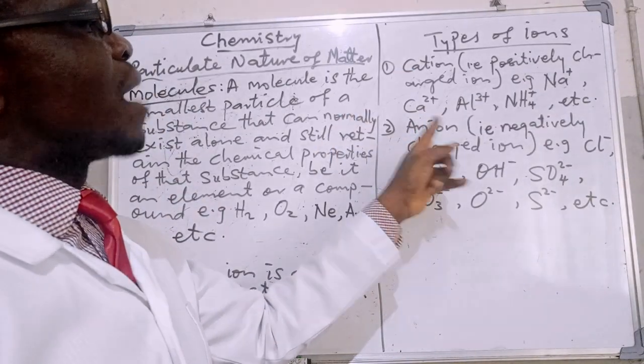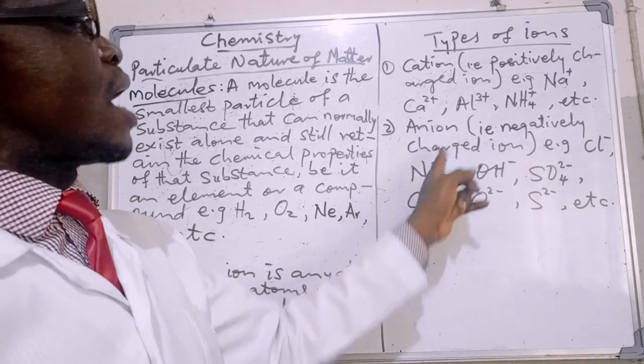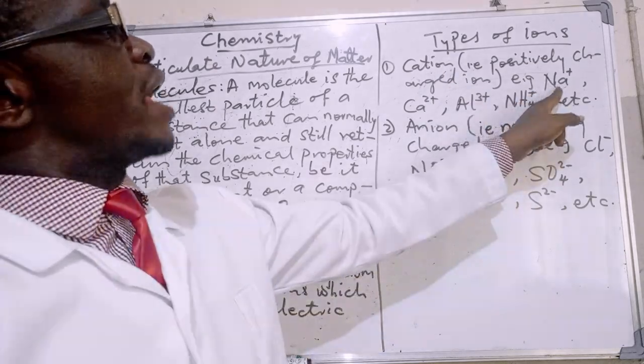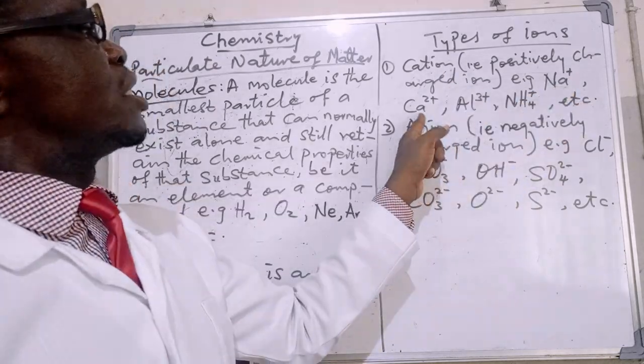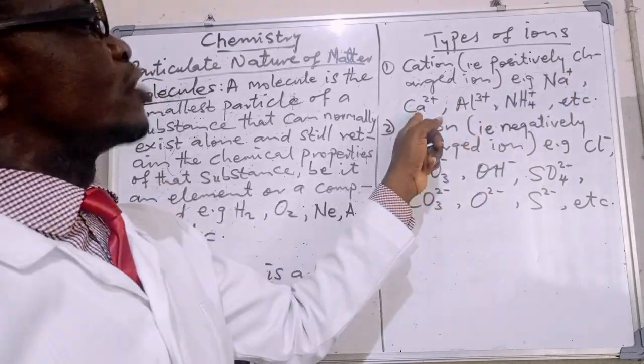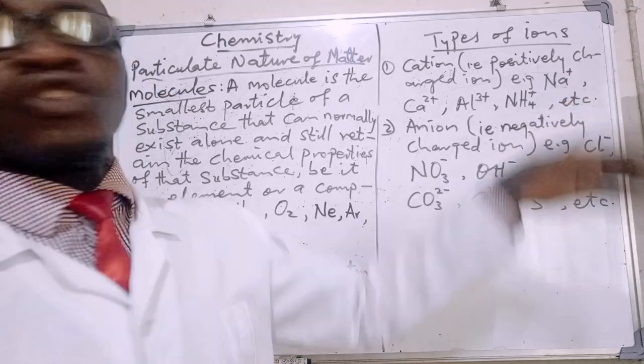Those ones that carry minus are negatively charged. They are what? Anions. So examples of cations include Na+, Ca2+, that's sodium ion, calcium ion, aluminum ion, ammonium ion, and so on and so forth.